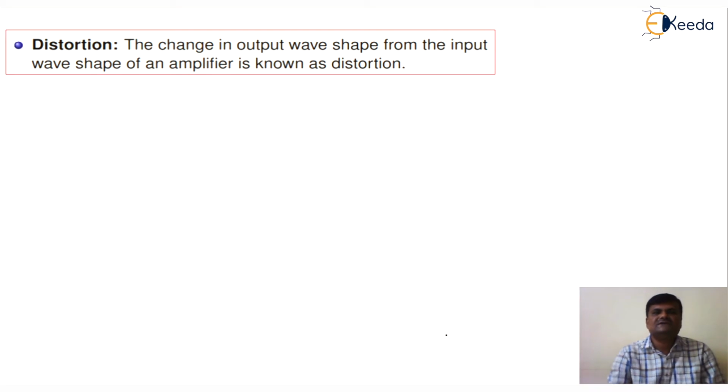Next, what is distortion? Know that at high power, an amplifier acts as a non-linear device. Because of this non-linearity, distortion occurs at the output of the amplifier. Distortion is the change in output waveshape from the input waveshape of an amplifier, in terms of phase and amplitude.